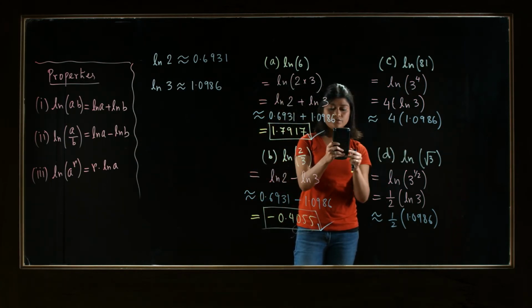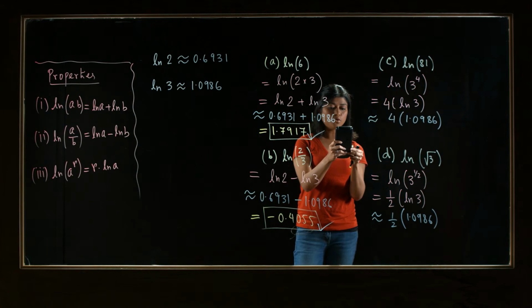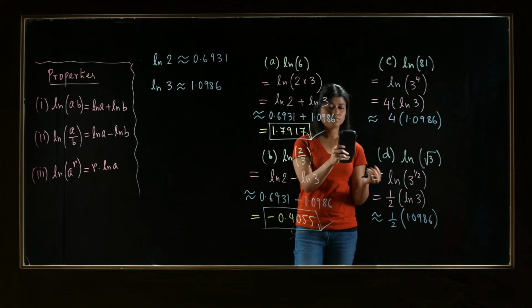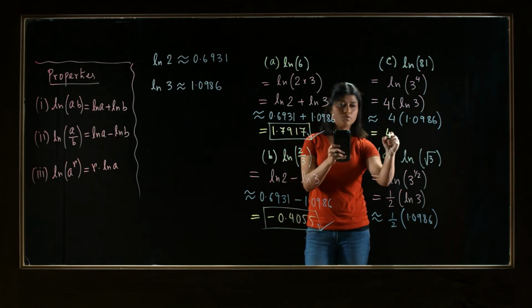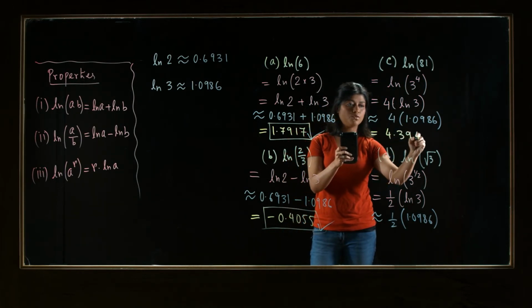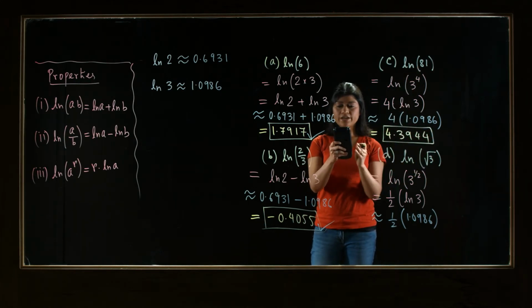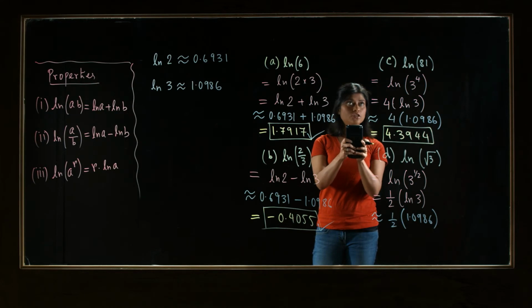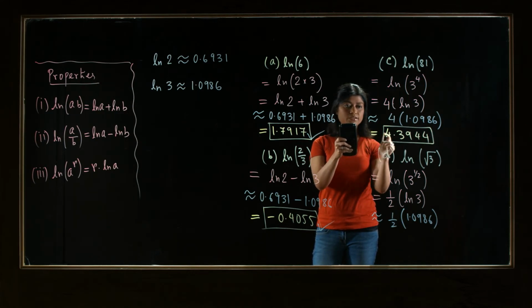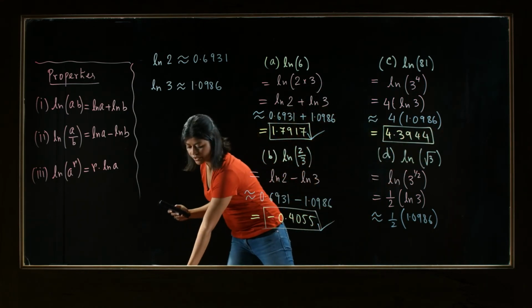Move on to C. Let's plug in this first. So let's calculate what is 4 times 1.0986. Okay, that is 4.3944. And check if it is correct or not. Plug in natural log of 81. And it's giving us 4.39444. So that's correct as well.